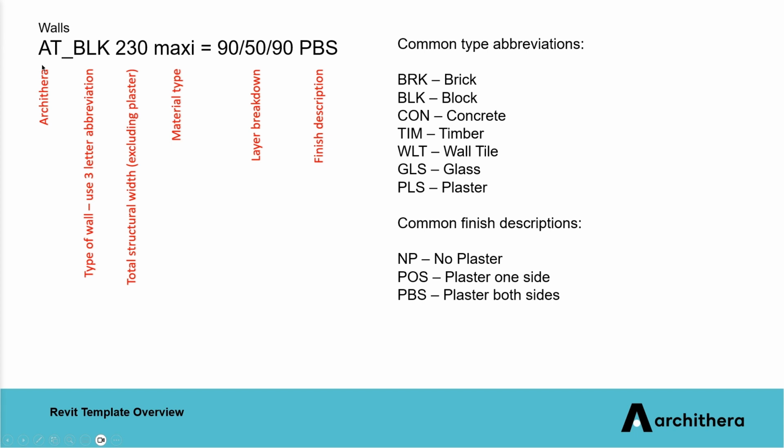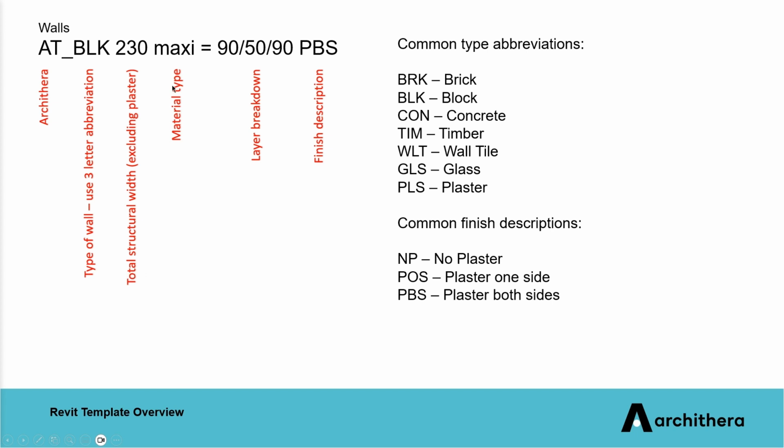so that you can know it's one of the walls that we've created in the template. And then secondly, you'll see the type of wall. We've used a 3-letter abbreviation to get this, and we've also added a few common types of abbreviations. So this is a blockwork, so BLK, blockwork, and you've got brick and concrete, timber, wall tie, glass, plaster. So there's a few common ones.